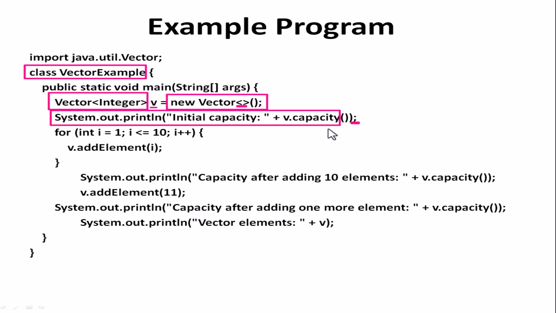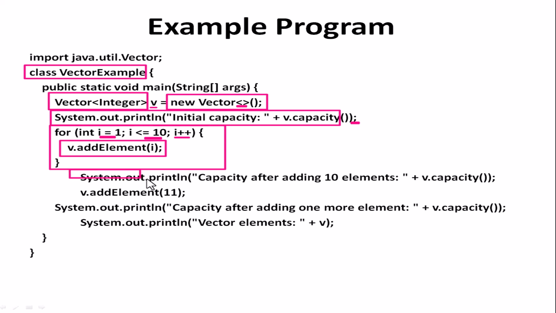Now we have specified System.out.println of v.capacity, meaning what is the initial capacity of the vector? We have not specified it, so as we already said, the default capacity is 10. Here we created a for loop, starting from i equal to 1 up to 10, incrementing each time. We add the elements to the vector while i is less than or equal to 10, so 10 also will be added inside the vector.